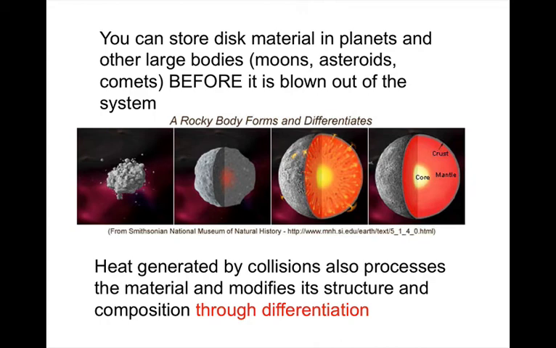So this is something called differentiation, and it's another verification of our theory of planet formation, that small dust grains must stick to each other and coagulate to form bigger things. If that's true, then the heat generated in this process should cause differentiation. It should cause denser elements to sink to the center.